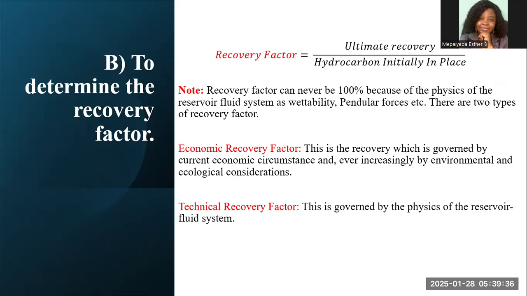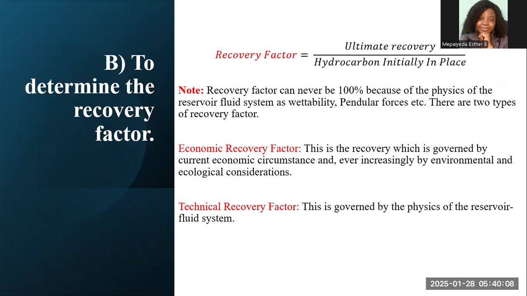You can have 80, depending on the drive of the system. We have said some few things about drives, reservoir drives. Depending on the drive of the system, you can have as high as 80 or 80 plus, but it can never be 100%. And then you have two major recovery factors. You have the economic recovery factor, which is governed by the current economic circumstance, and ever increasingly by environmental and ecological considerations.